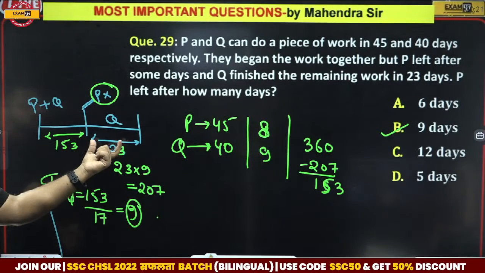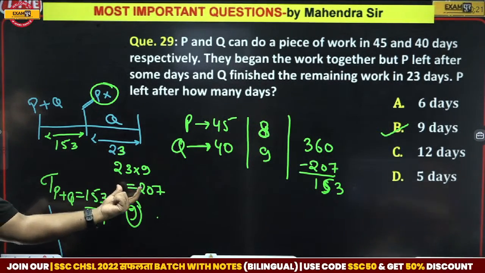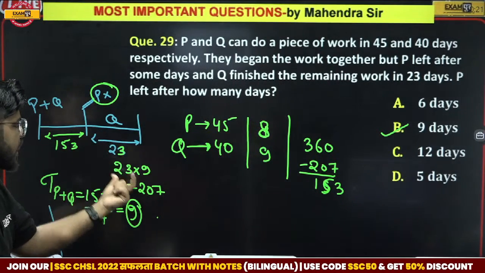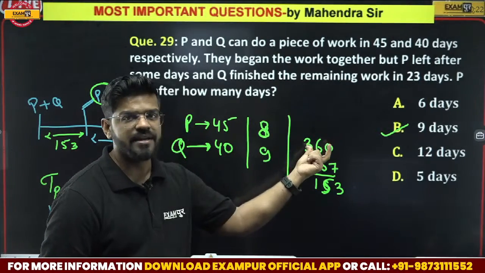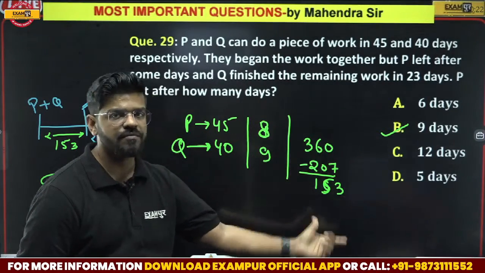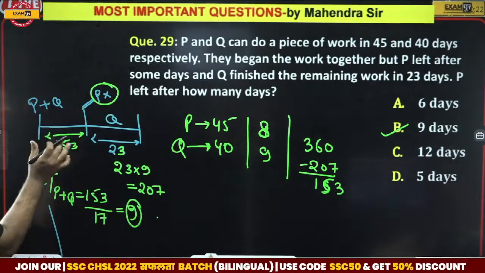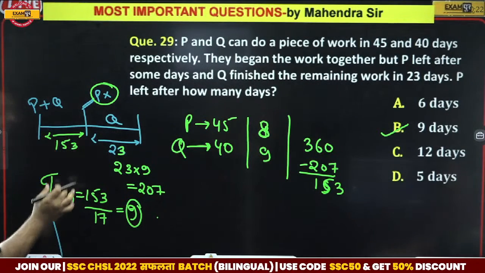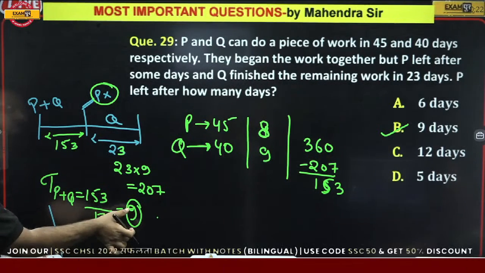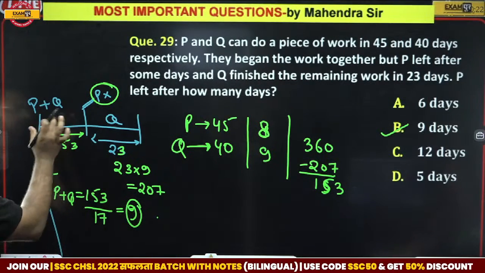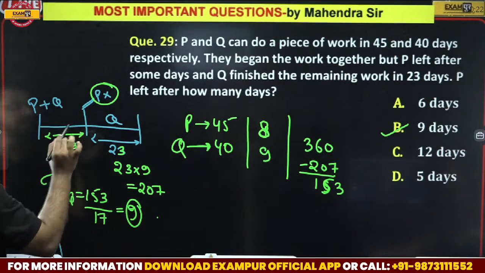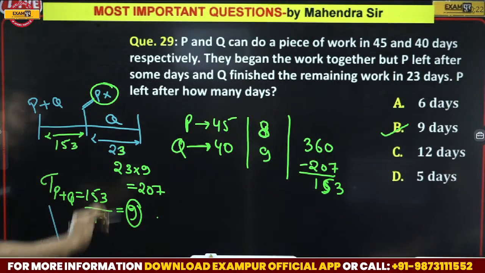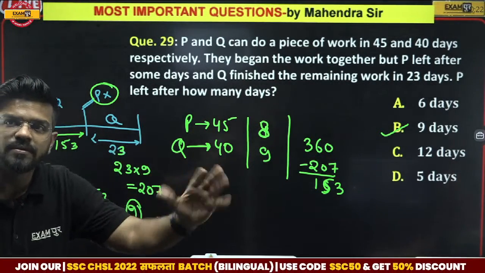So Q has worked for 23 days. In 23 days Q ate how many chocolates? 207. 207 chocolates subtracted from 360, we get 153. 153 were eaten by P and Q together here. So we calculated in how many days these chocolates were eaten by P and Q together. Finally, after eating 153 chocolates, P left. That means after 9 days P left.